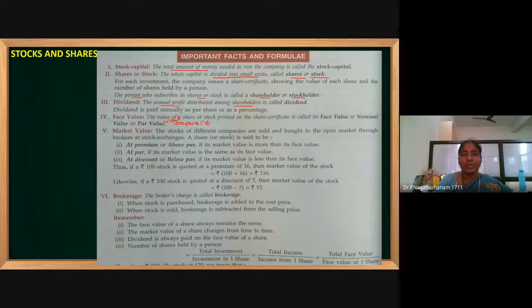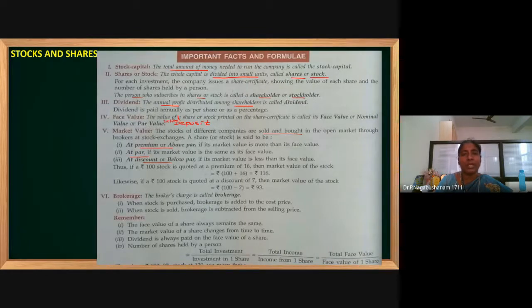And market value means the open market value of the initial deposit, which may increase or decrease. If it increases, it is called premium. If it decreases, it is called discount. And if it is not changing, face value and market value same, it is called at par.